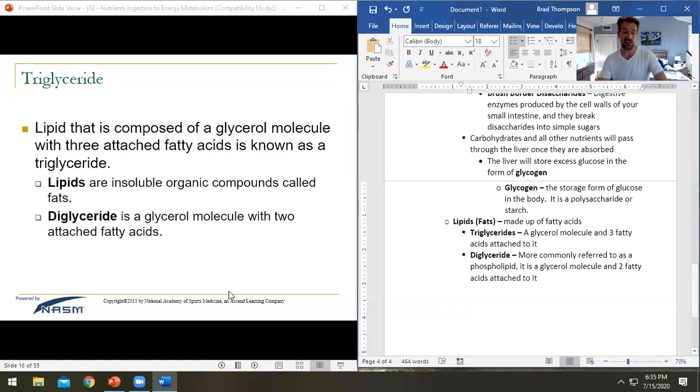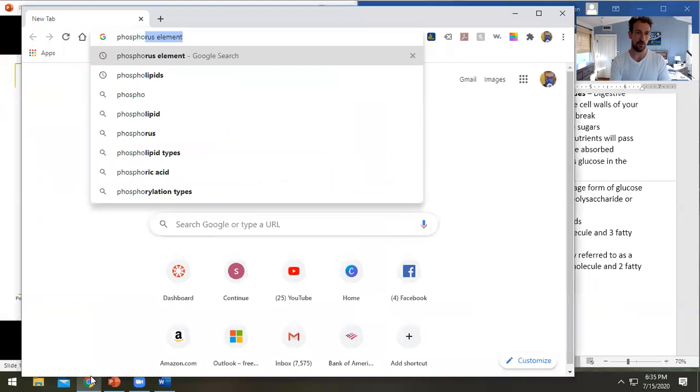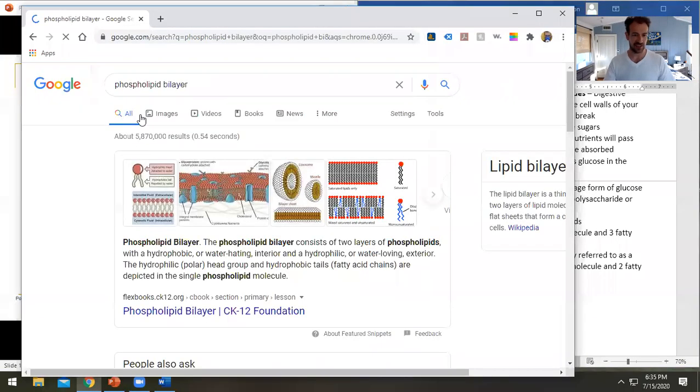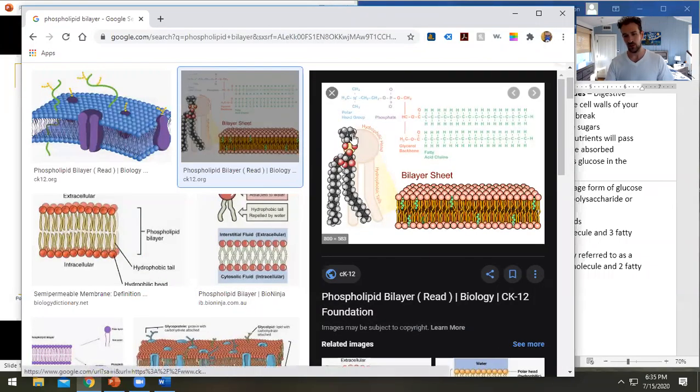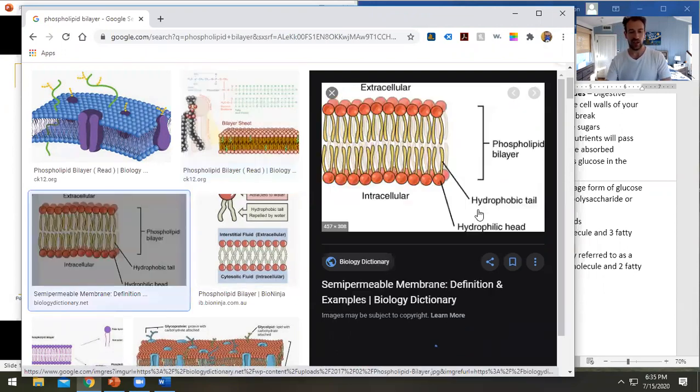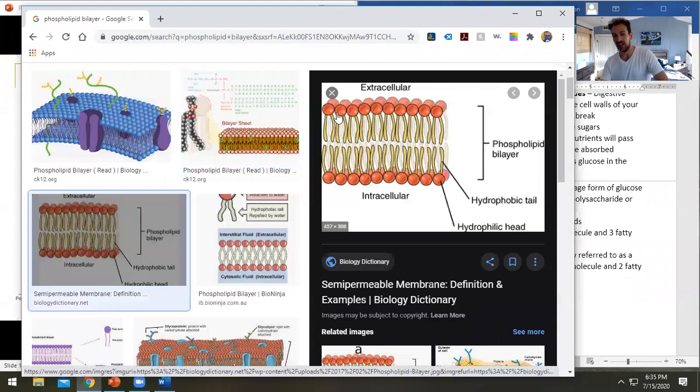So this is actually what makes up your cell wall. If we look at our phospholipid bilayer, if you look at the cell wall here, you can see there's our phospholipid. That's a glycerol here, and then there's the 2 fatty acids, and you can see it's 2 layers here. And so what this does is you've got what is called a hydrophobic end. That means that it's afraid of water, on the inside here.